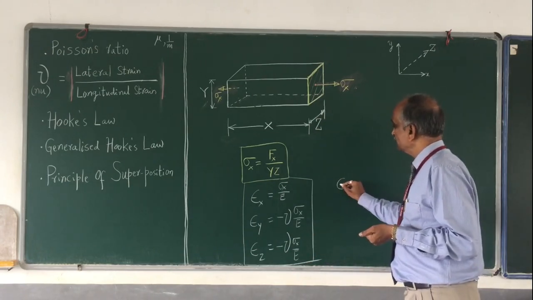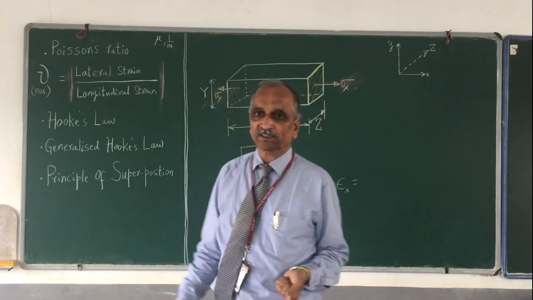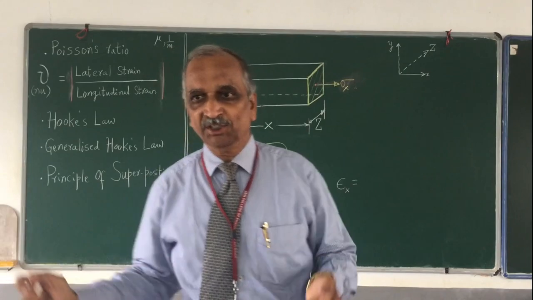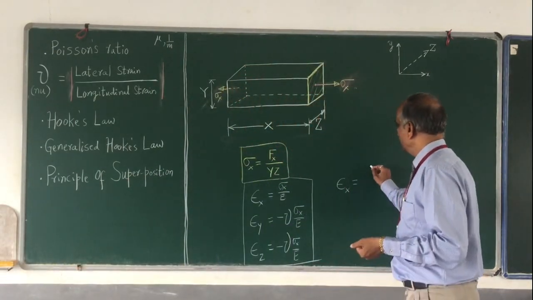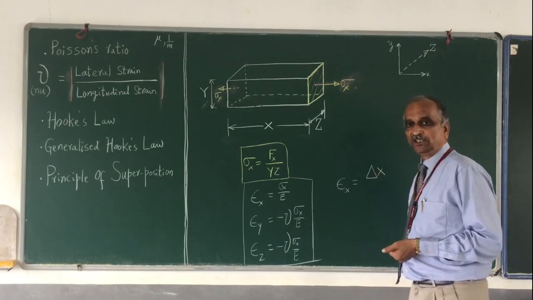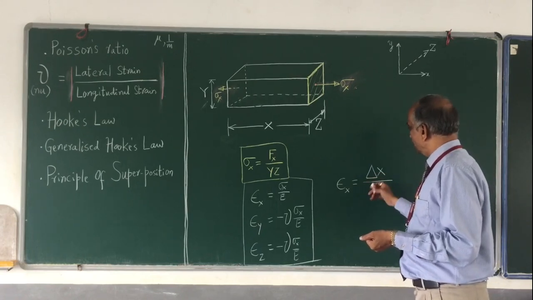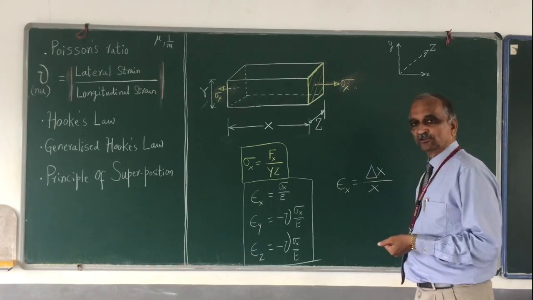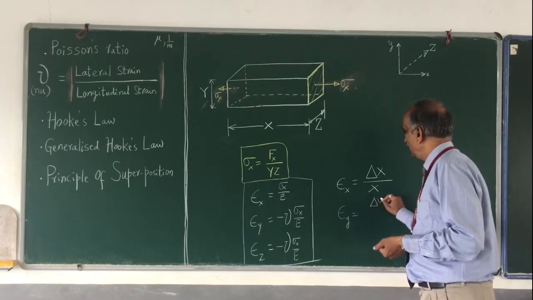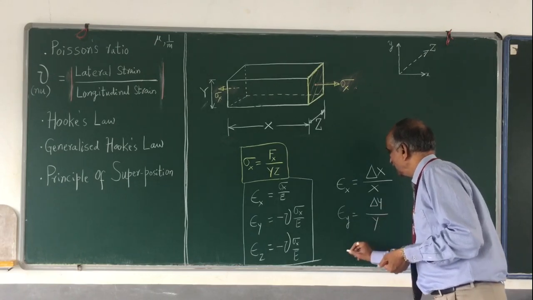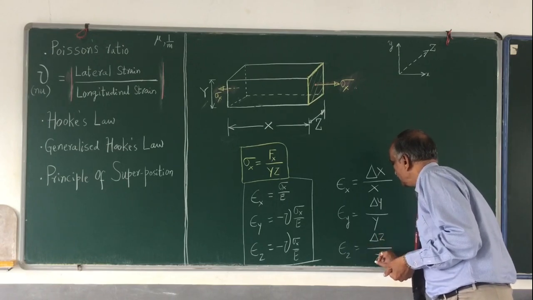What do you mean by epsilon x? The strain in the x direction. What do you mean by strain in the x direction? The change in the dimension in the x direction divided by the original length. That is delta x divided by the original dimension x. Similarly, epsilon y is equal to delta y divided by y, and similarly epsilon z is equal to delta z divided by z.